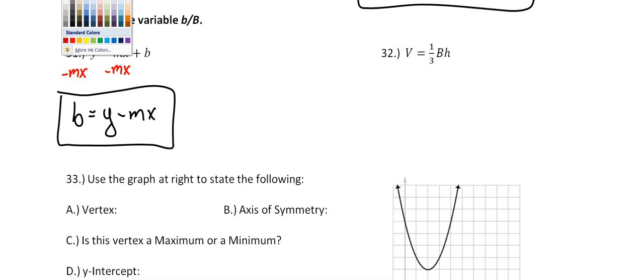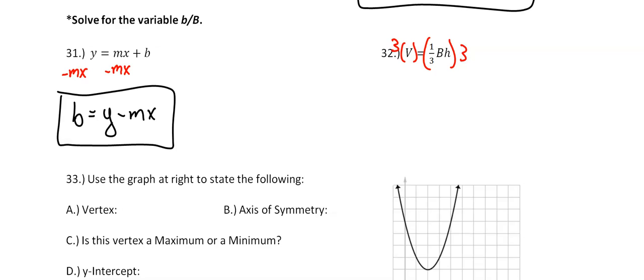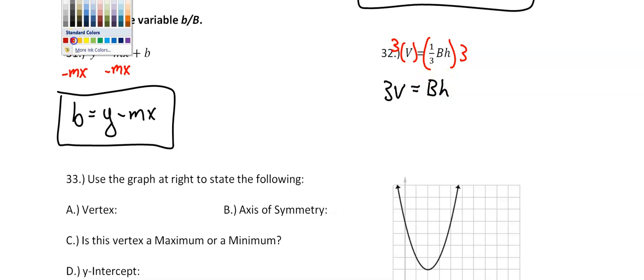This one, same kind of thing. To get rid of that 1/3, I'm going to multiply each side by 3. Because remember, I can always get rid of a fraction by multiplying by the common denominator. So I get 3v equals bh. And now if I want to solve for b, to undo that multiplication, I just use division.